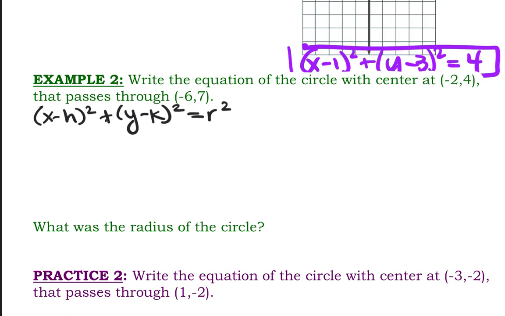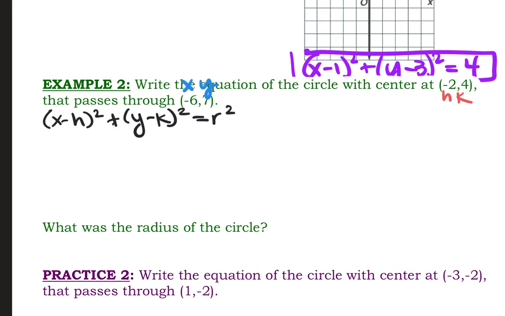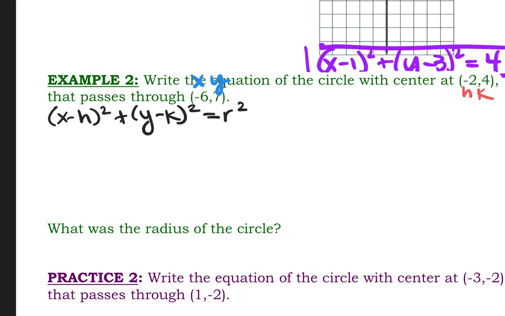Do we have the h and the k? Yes, what is it? Negative 2 and 4, good. Do we have an x and a y? Remember, x and y are any point that that circle touches. Negative 6 and 7, good, that's your x and y. So we're gonna go ahead and plug those in now. That should give us the radius. So this is our first step. So I'm gonna put a little 1 up here to indicate that's our first step.